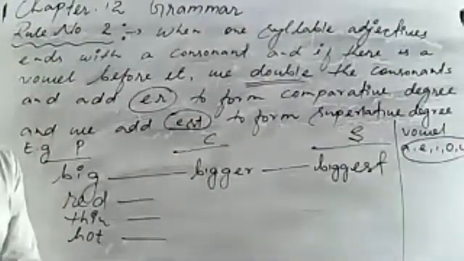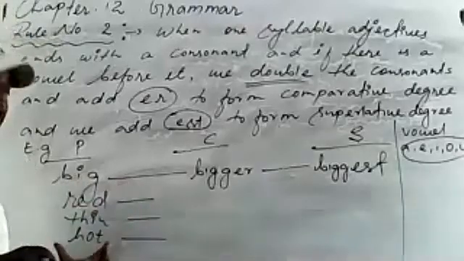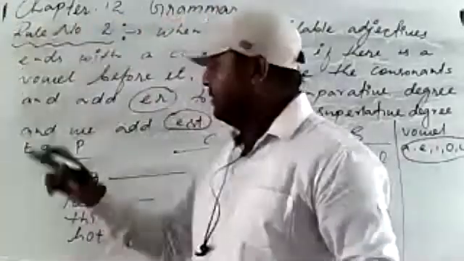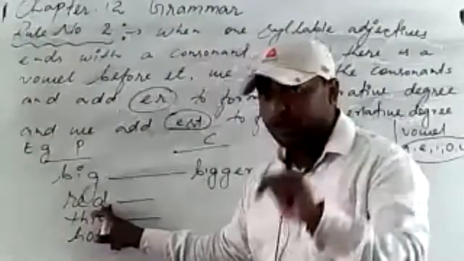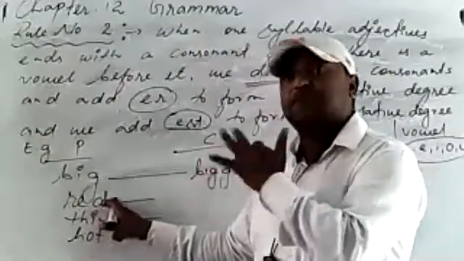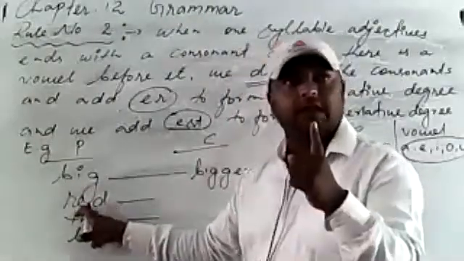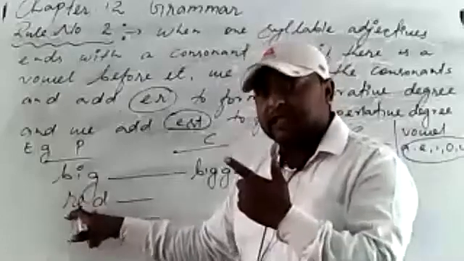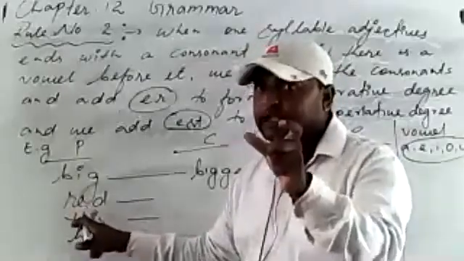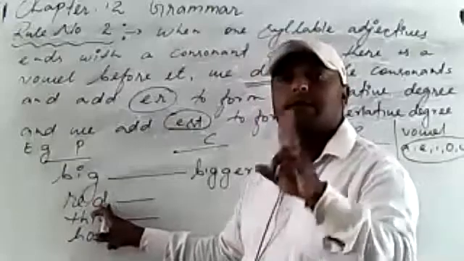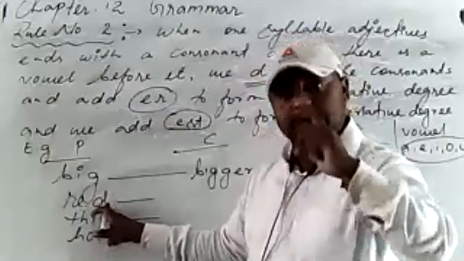Now look at the last letter. In the words, look at what is written as the last letter. The last letter is D. It's a consonant. Just before the consonant, what is there? It's a vowel. If it is a vowel, then what are we going to do? We are going to double the consonant.